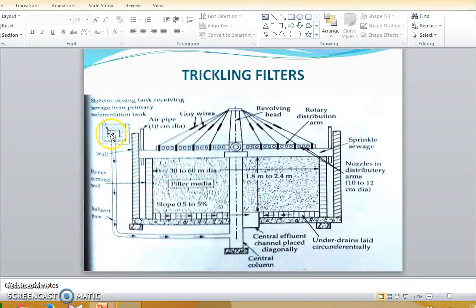Here you can see that the incoming wastewater is allowed to pass through a siphonic dosing tank through an influent pipe, and it passes through a central influent column, and from there the sewage is sprayed onto the filter medium through a rotary distributor which generally consists of 4 arms. The sewage percolates through the filter media where it is stabilized by oxidation or nitrification, and then the stabilized wastewater passes through the under drainage system, which slopes to a central effluent channel, and the central effluent channel carries the wastewater to the secondary sedimentation tank.